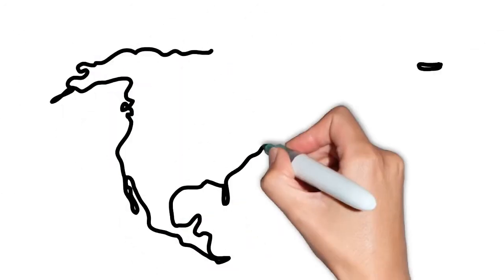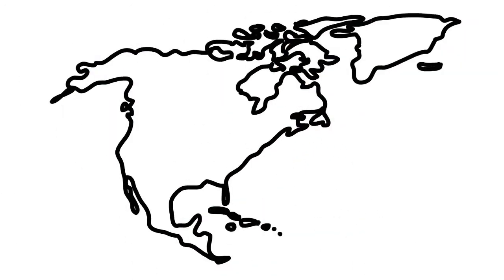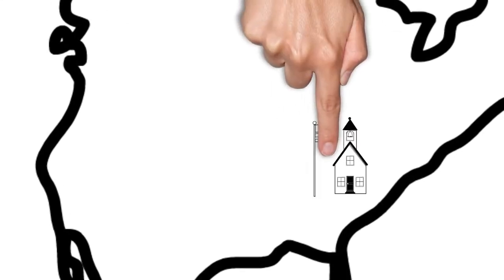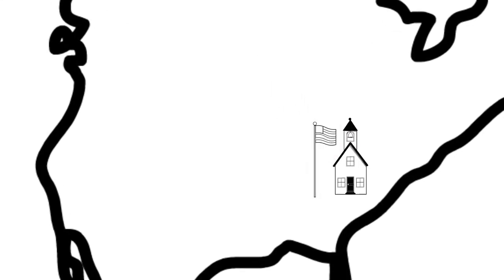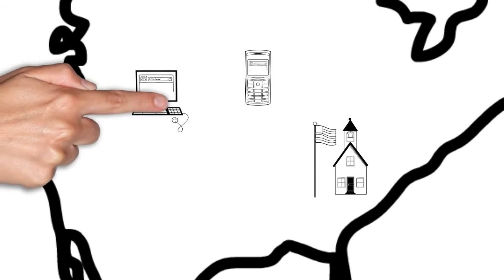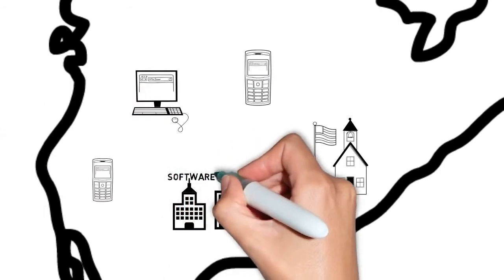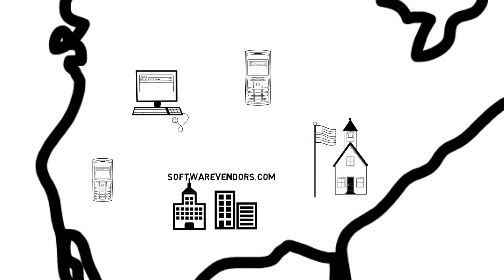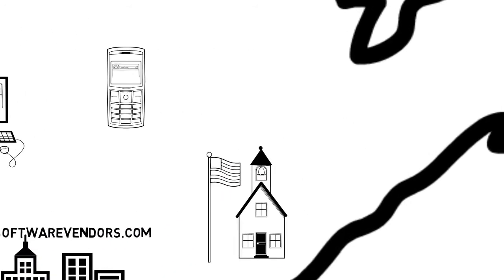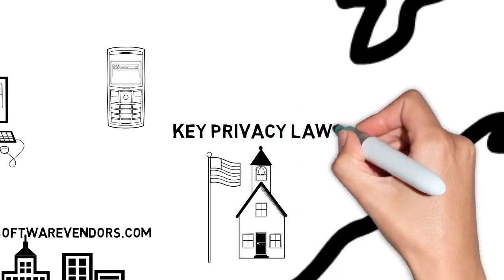Before using educational apps or services, it is important to learn about the variety of federal, state, and local laws that impose requirements and restrictions on how student data can be used and the conditions under which it can be shared with application developers or online service providers. Let's examine some key privacy laws that may apply.